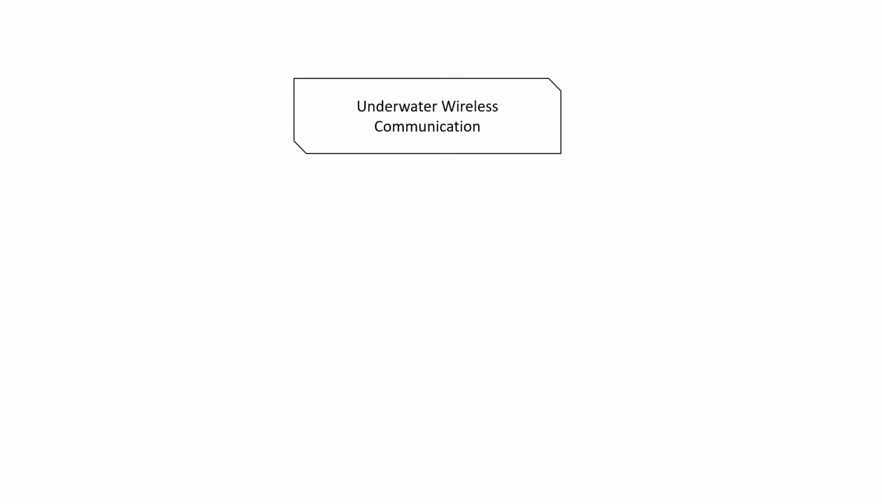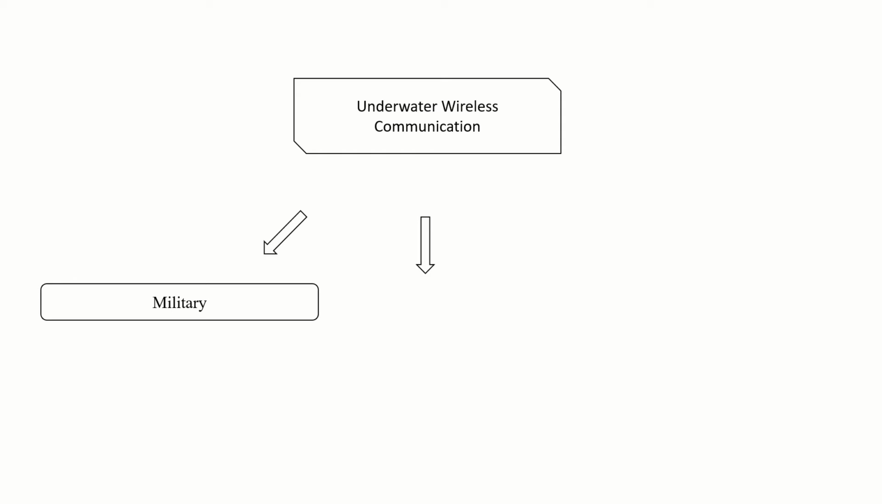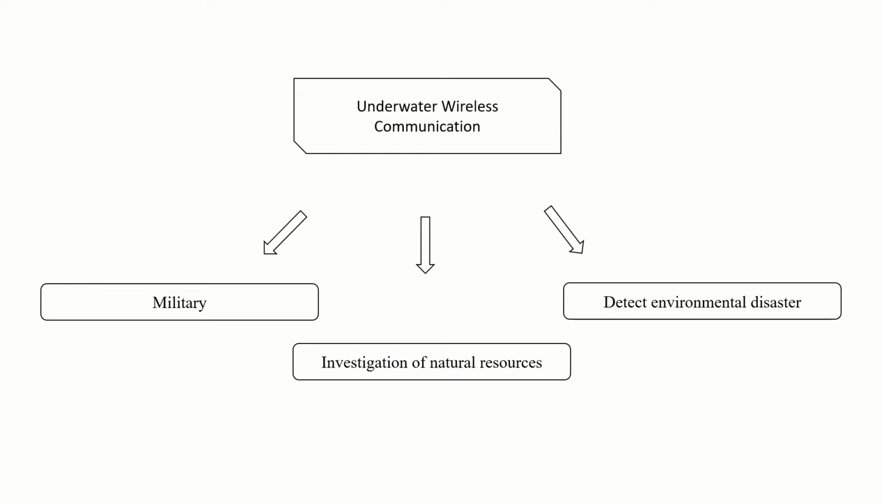In the past, underwater wireless communication has been used to monitor coastal regions for security, especially for military purposes. Commercially, underwater communication can also be used for investigation of natural resources in the underwater environment, besides helping in mapping and discovering the unknown regions of underwater. In terms of the latest underwater wireless communication technology, it can also be used to detect environmental disasters such as tsunami by giving out early warning to citizens on land.